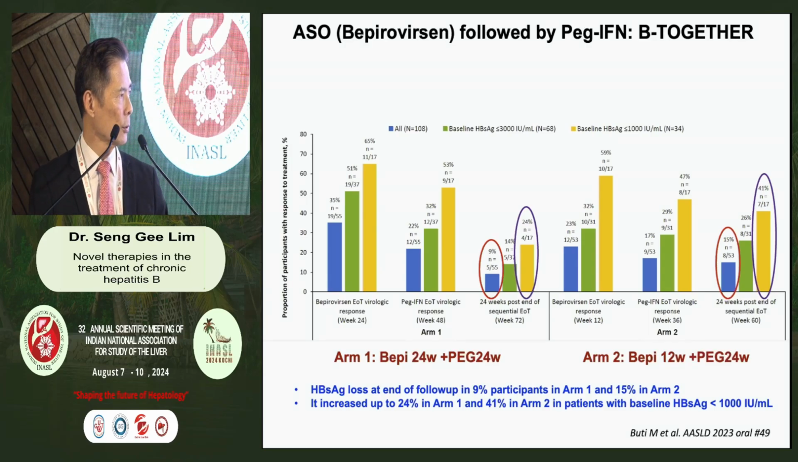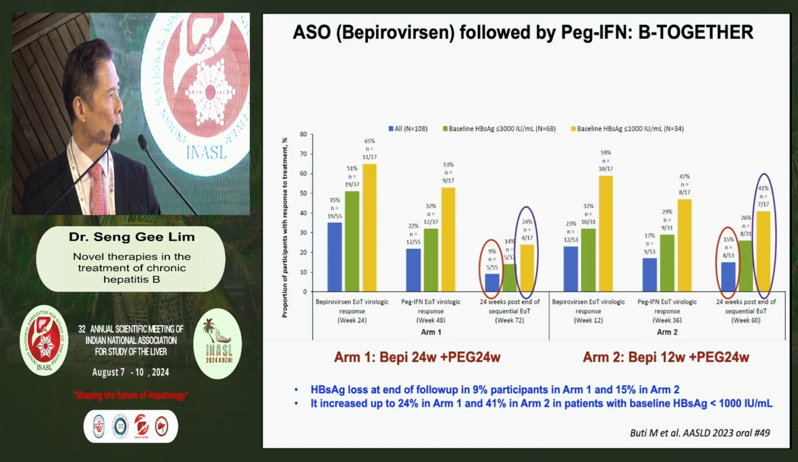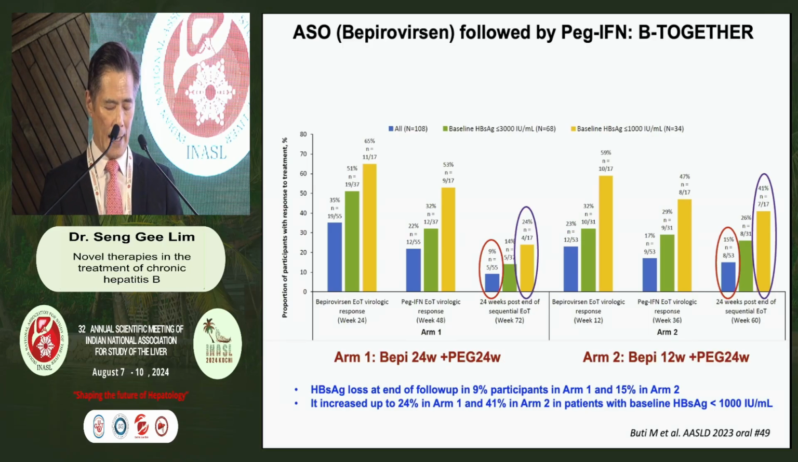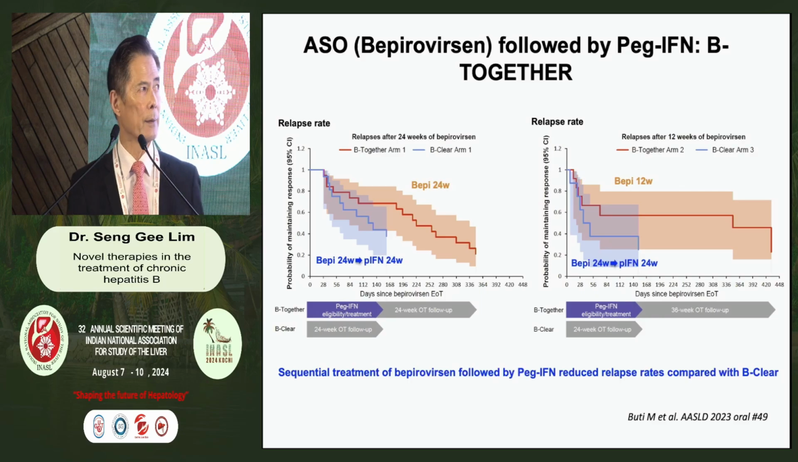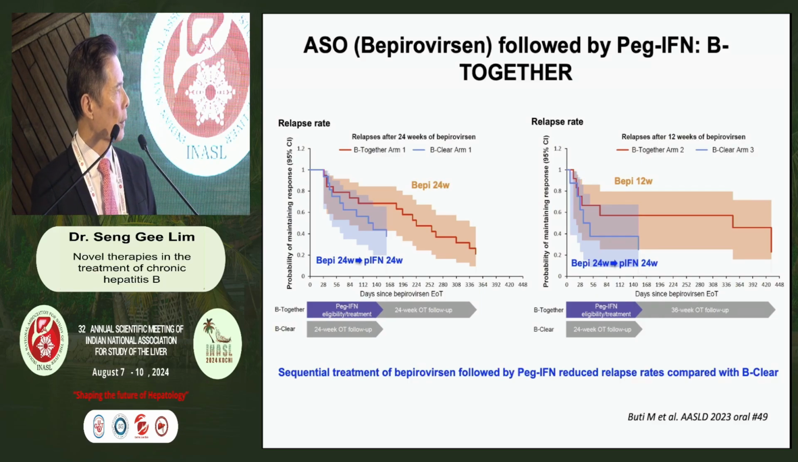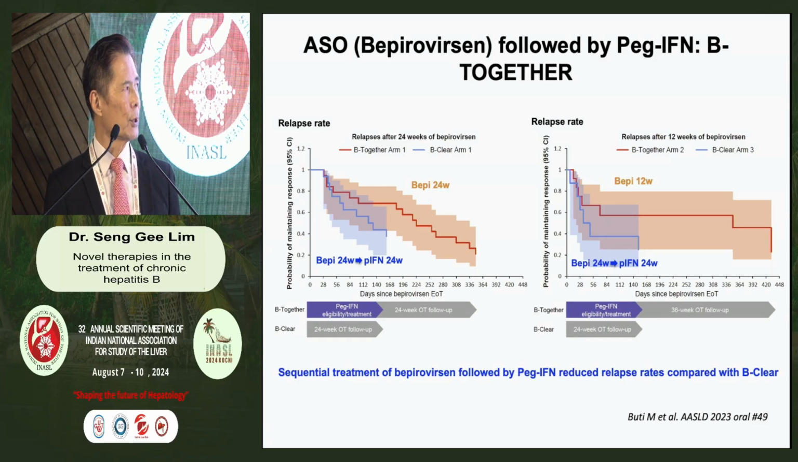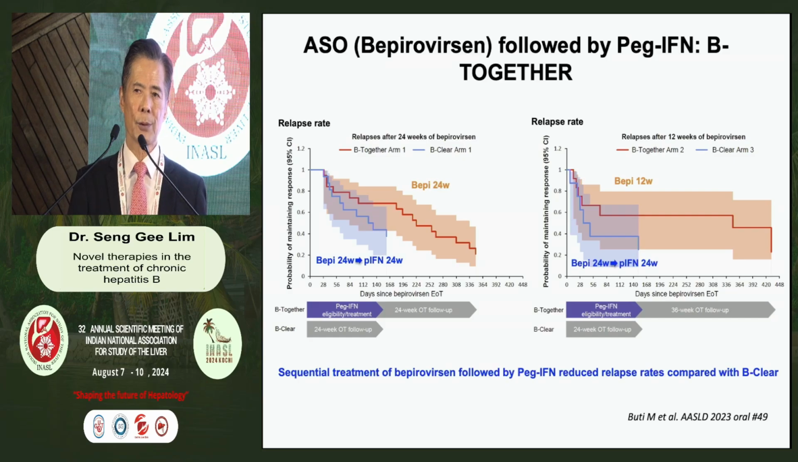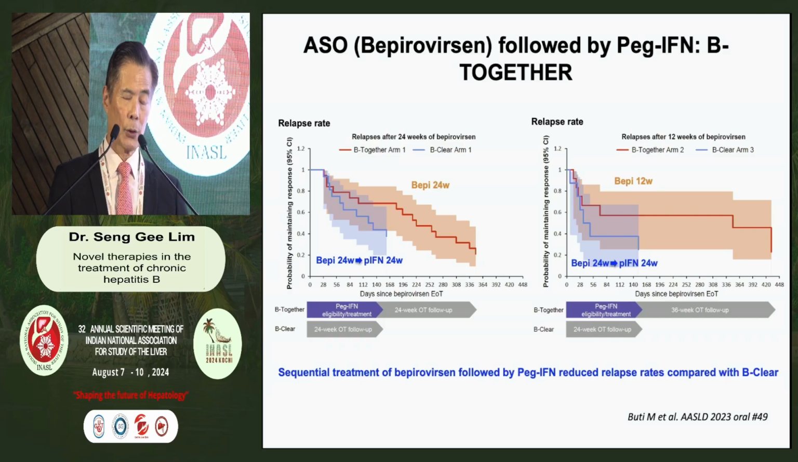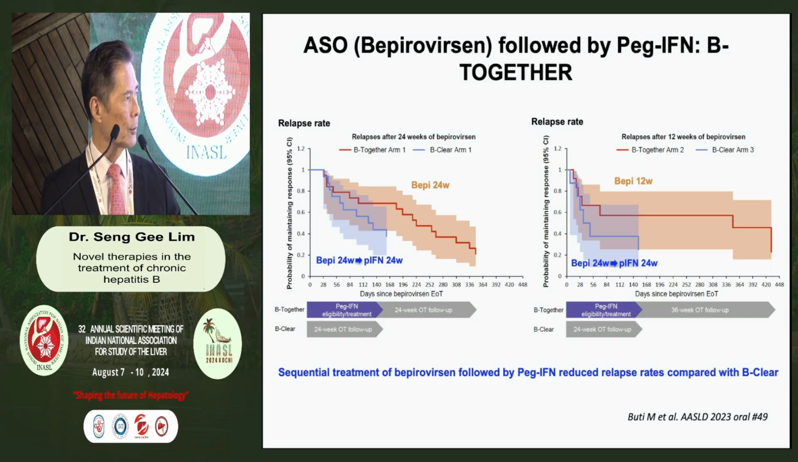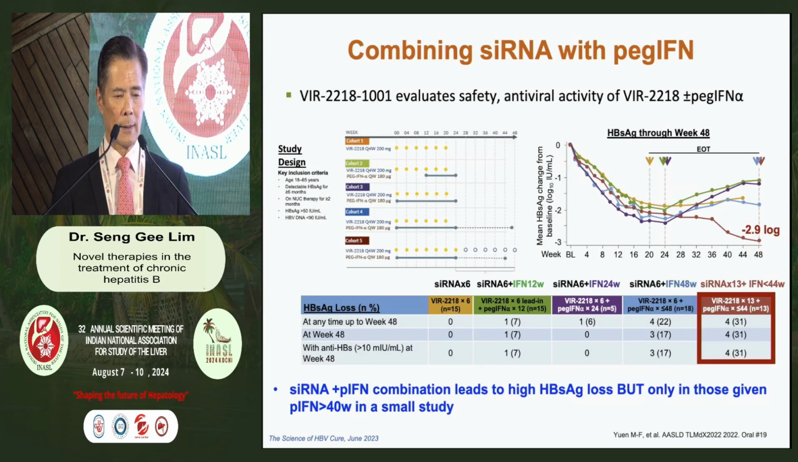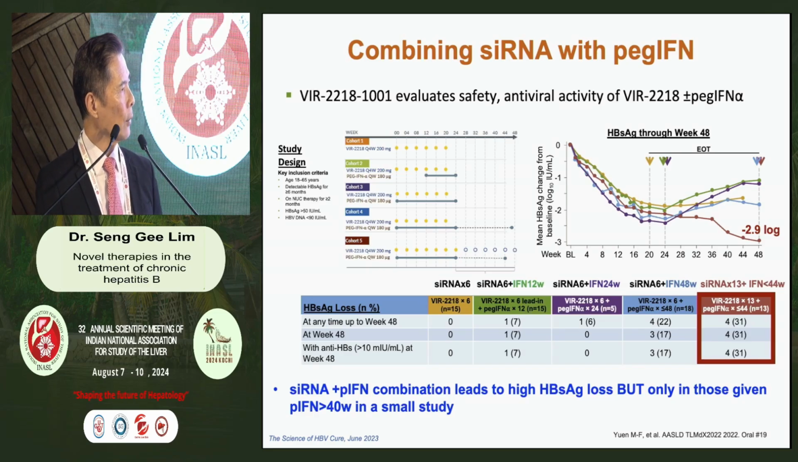However, we should note that the ones who had a longer bepirovirsen actually had the lowest response rate, again indicating this heterogeneity in responses. Overall, the conclusion was that really the addition of interferon led to fewer relapses in S antigen. It didn't lead to any increased S antigen loss, but just fewer relapses, so that the sustained response was preserved. If you combine siRNA with interferon, how does that work?